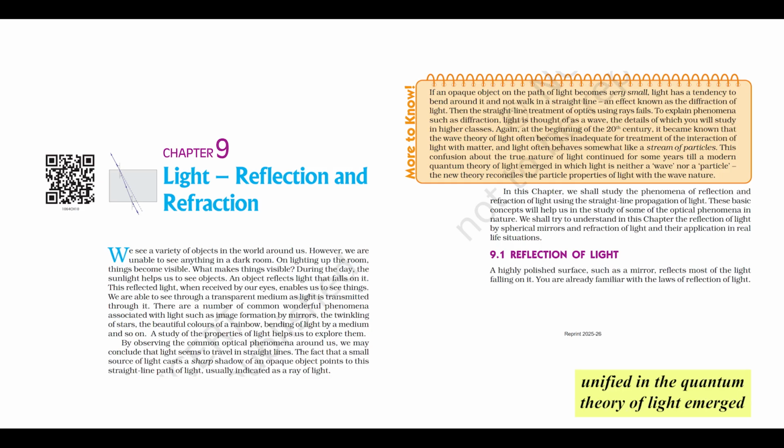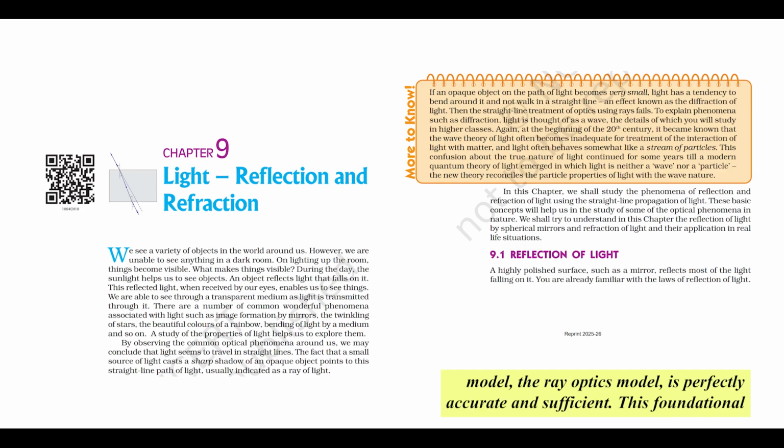The modern understanding, unified in the quantum theory of light, emerged to reconcile these ideas. In this theory, light isn't exclusively a wave, nor solely a particle. Instead, it exhibits both wave-like and particle-like properties simultaneously. Which property you observe depends on how you measure or interact with it. It's quite a mind-bending concept. However, let's bring it back to our immediate goals, mastering reflection and refraction for your board and competitive exams. For that, sticking to the straight-line propagation model, the ray optics model, is perfectly accurate and sufficient.